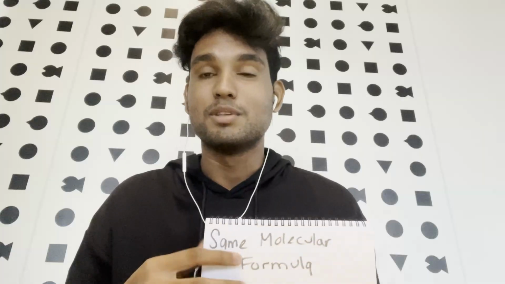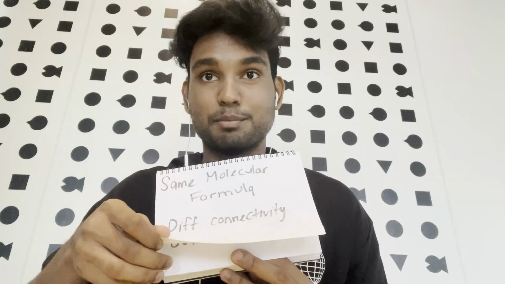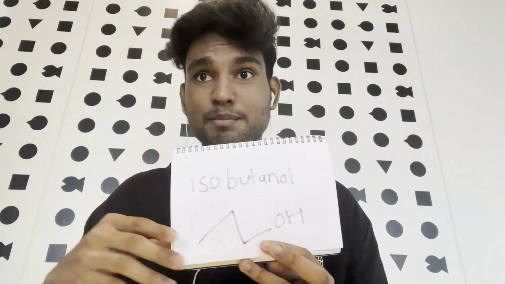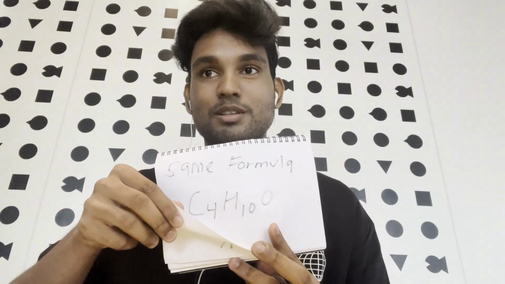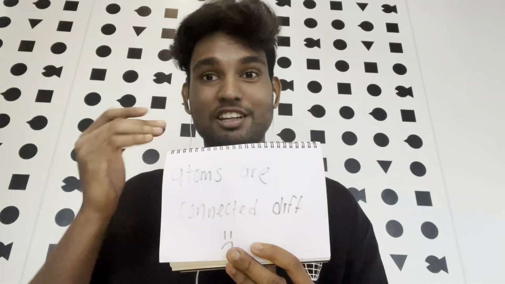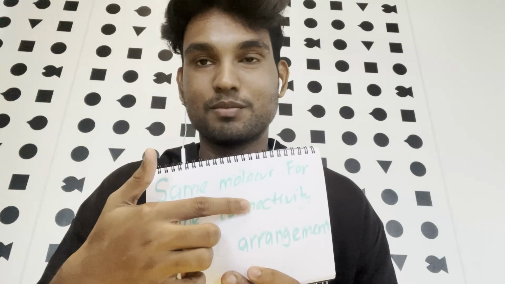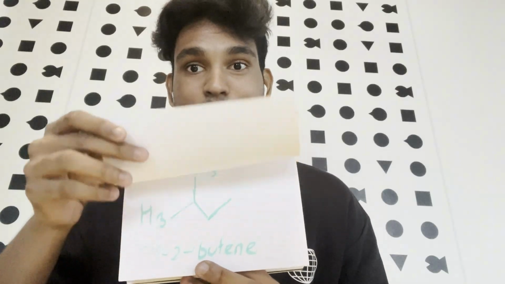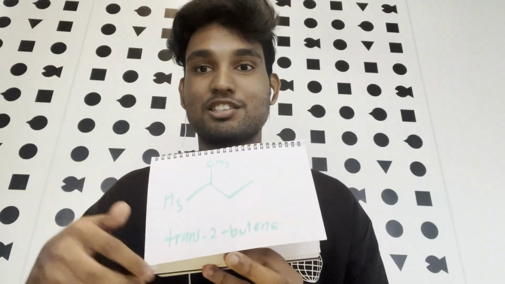Constitutional isomers are molecules that have the same molecular formula but different connectivity of atoms. For example, butanol and isobutanol have the same formula, that is C4H10O, but the atoms are connected differently. Stereoisomers have the same molecular formula, same connectivity, but different 3D arrangement of atoms in space. For example, cis-2-butene and trans-2-butene.